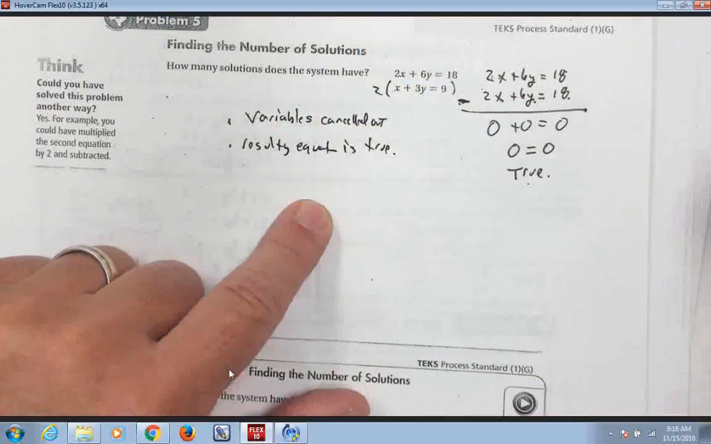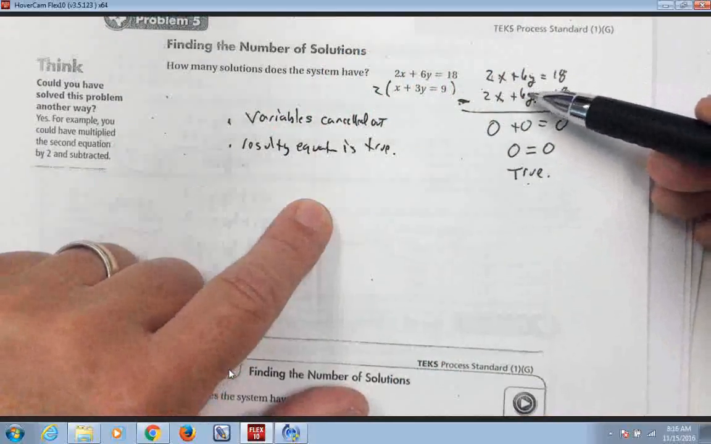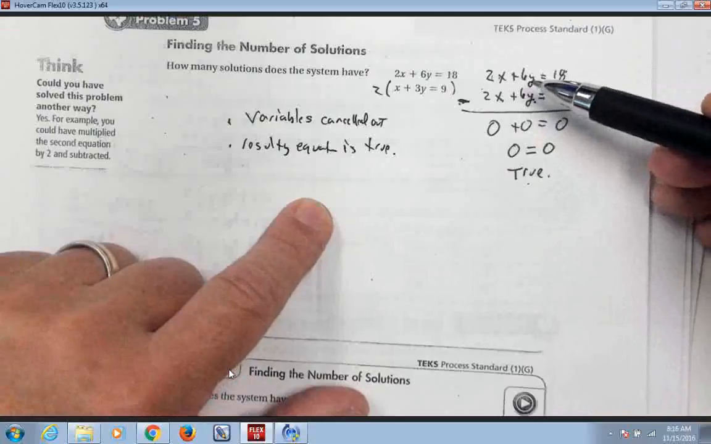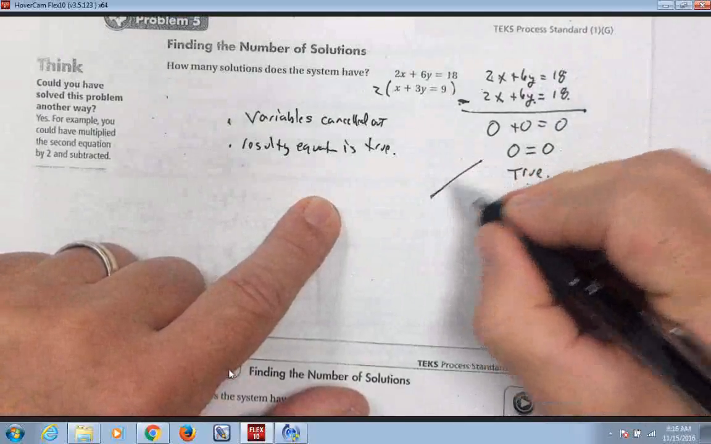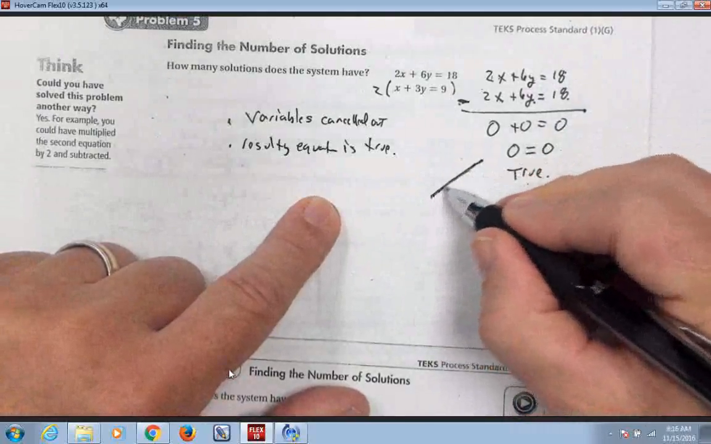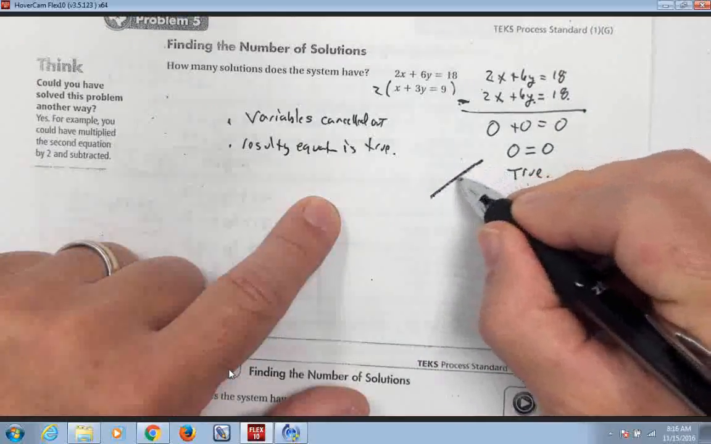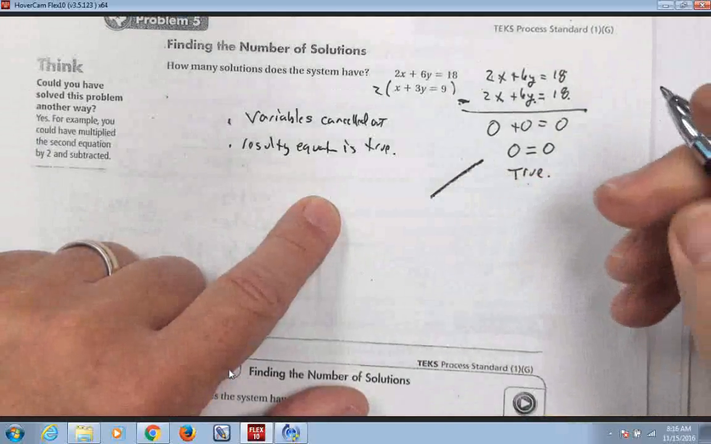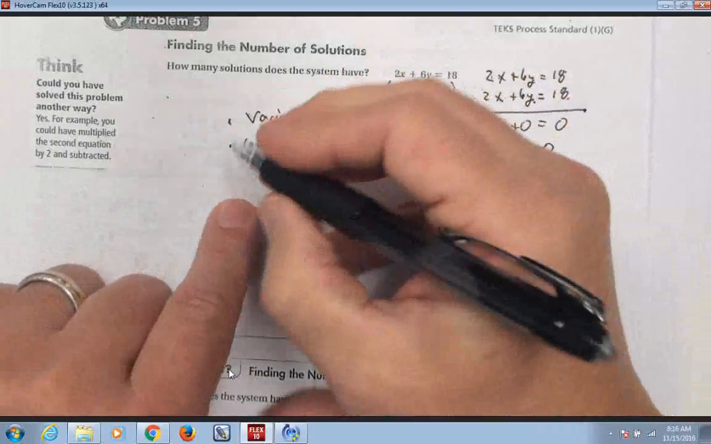So what does that mean? It means that these two equations, and you can look at it, are identical. So that means if I were to graph them, they're going to fall right on top of each other, which means that they have how many points that they share in common? Infinitely many. So this is exactly the same way as substitution.